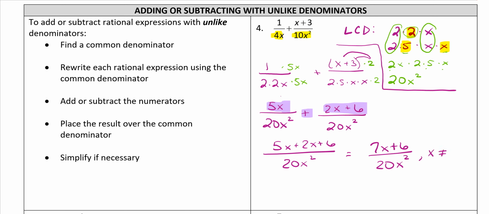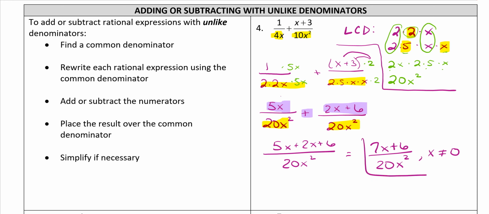But we do want to include any values that don't work for x. So looking at the current problem, we have this x squared. So that means x can't be equal to 0. And if we look back at any of the other denominators and any of the other fractions, here, here, up here, the only value we have is x. So x can just not be 0.